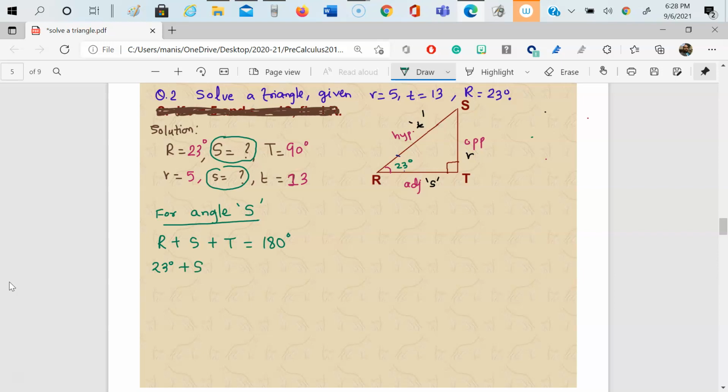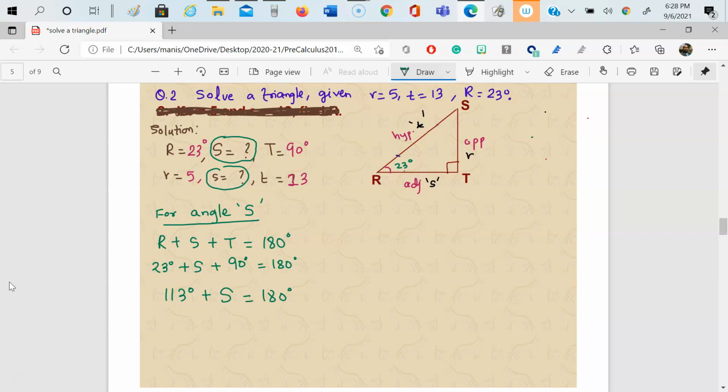S, I do not know S. What about T? 90 degree. Good job. Okay, so what we do, we will add these two. 90 plus 23 gave me what? 113 degree plus S. This is your S, 180 degree.